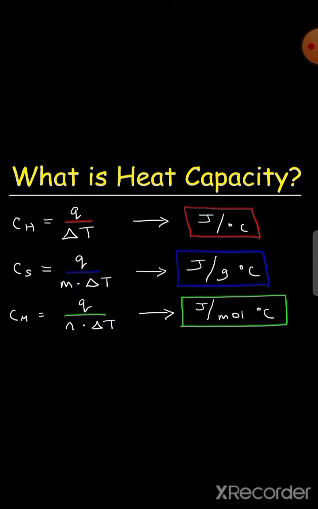The molar specific heat capacity is defined as the heat energy required to increase the temperature of 1 mole of a substance by 1 degree Kelvin or 1 degree Celsius. So, the formula is C_mu is equal to Q divided by n into delta T. Here n represents the number of moles. The unit for molar specific heat capacity is joule per mole per degree Celsius. The dimensional formula for molar specific heat capacity is M L squared T to the power minus 2 theta to the power minus 1.